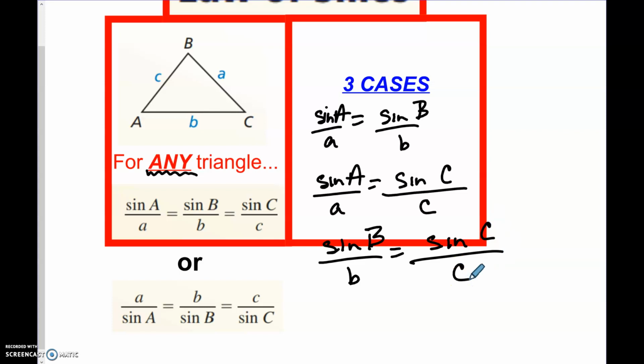All right, and of course you could set them up completely the opposite way and just have all the lengths on top and then the sines on the bottom. But most people do it where you have the sine of A on top and then the length of a side, little a, on the bottom.